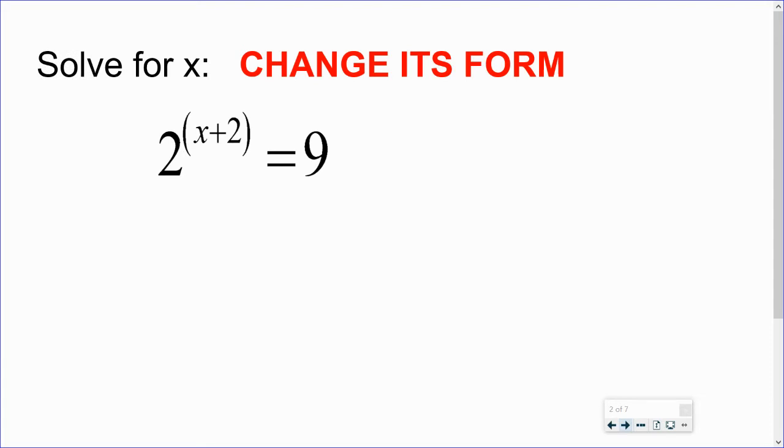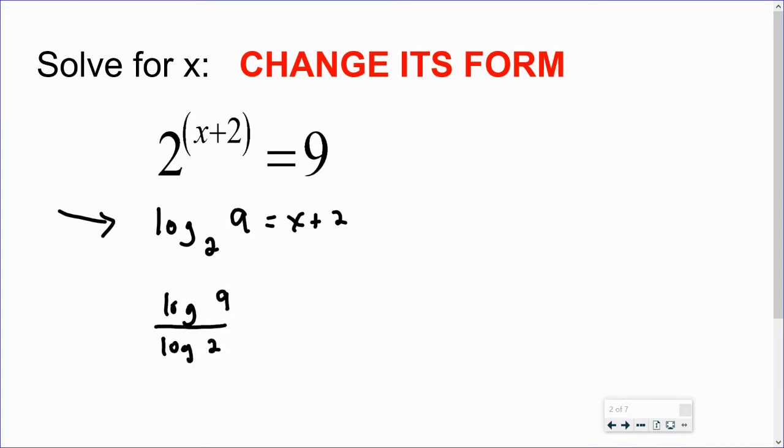So for this particular problem, first of all, I notice that this isn't e and this isn't natural log. So this makes me think about logarithm and exponential. It is written in exponential form, so I need to write this in logarithm form. So log base 2 of 9 is equal to x plus 2. All right, so now from here, what I need to do is figure out this left-hand side. So this is log of 9 divided by log of 2. So I'm just using the change of base formula.